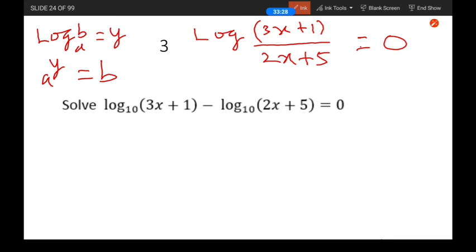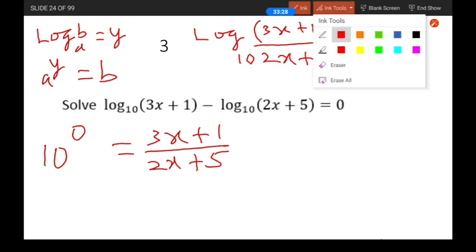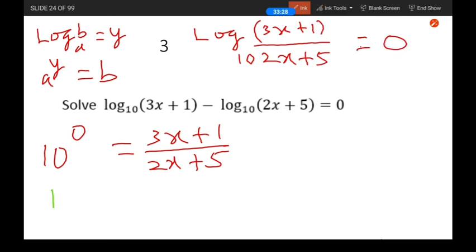Is that okay? So in this case, we have done this. It's in base 10, so the base 10 will remain, and the y is coming up, so 0 will be coming up, then equals everything we have here, all over 2x plus 5. Now anything raised by 0 is what? 1. Very good. So we have 1 equals 3x plus 1 over 2x plus 5.